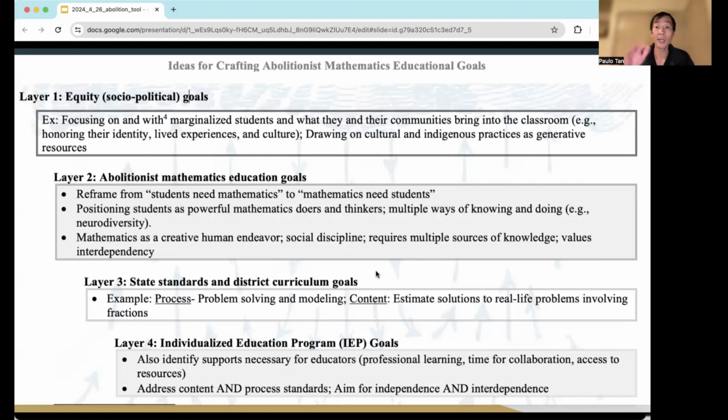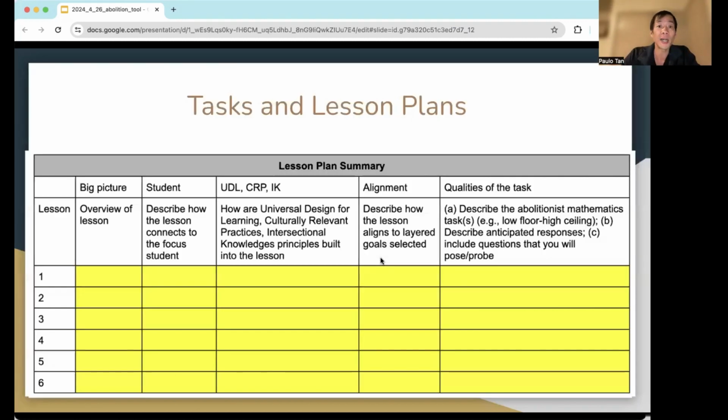This is later, and then layer four gets into maybe the IEP goals, so individualized education program goals. Okay, so that's the layer goals component. So they have the focus student, they have the context of the focus student, they have the layer goals, and then we get into the more nitty gritty of the unit, if you will.